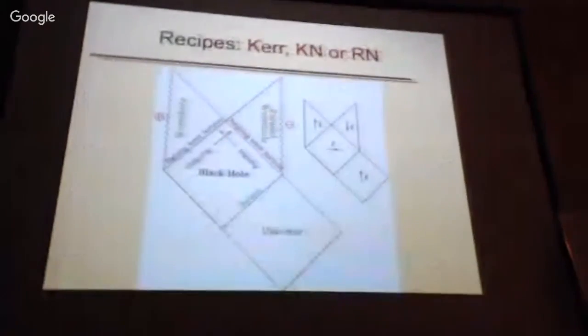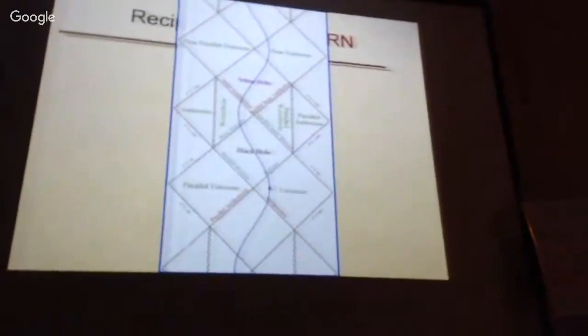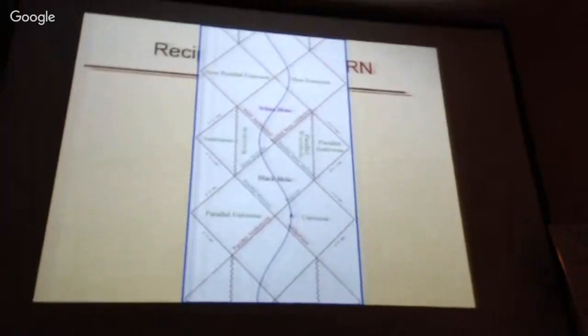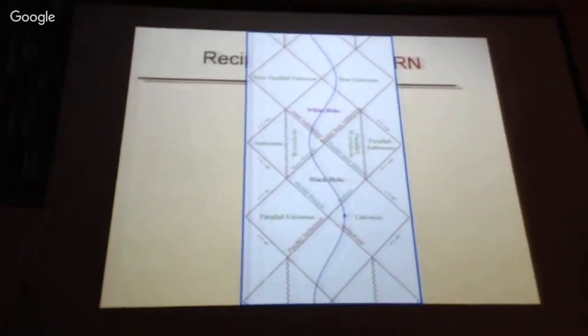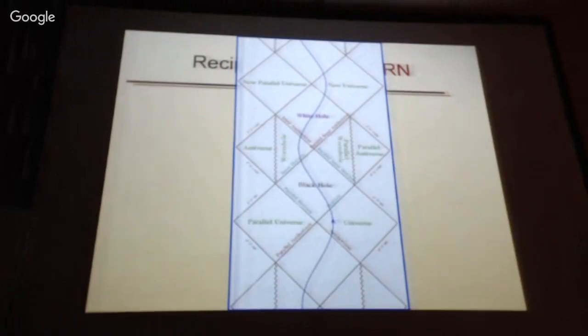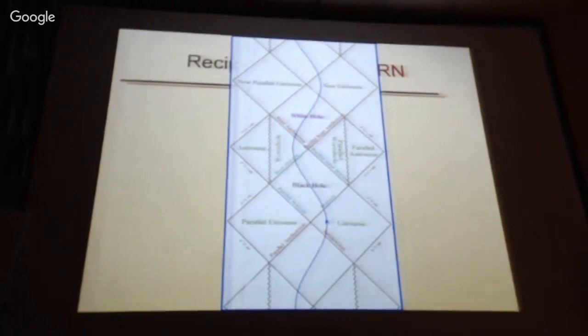For these other ones, we have seen that there is a universe here and a universe up here. In these ones, you can just follow the trajectory of a normal observer and you can end up in a new universe.